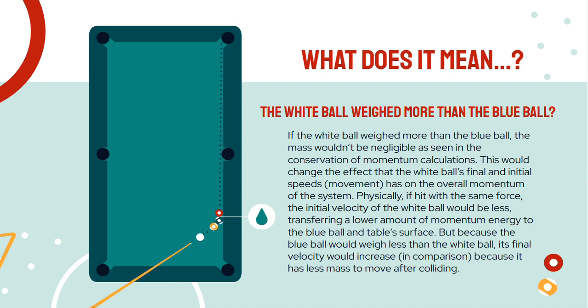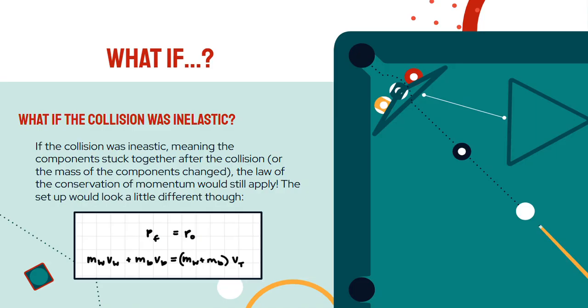If the collision was inelastic, meaning the components stuck together after the collision or the mass of the components changed, the law of conservation of momentum would still apply, but the setup would look a little bit different. We still have final momentum equaling initial momentum, which actually needs to be switched here. So just to be clear, this is the final momentum and this is the initial momentum. But for the final momentum, both the balls would become one system.